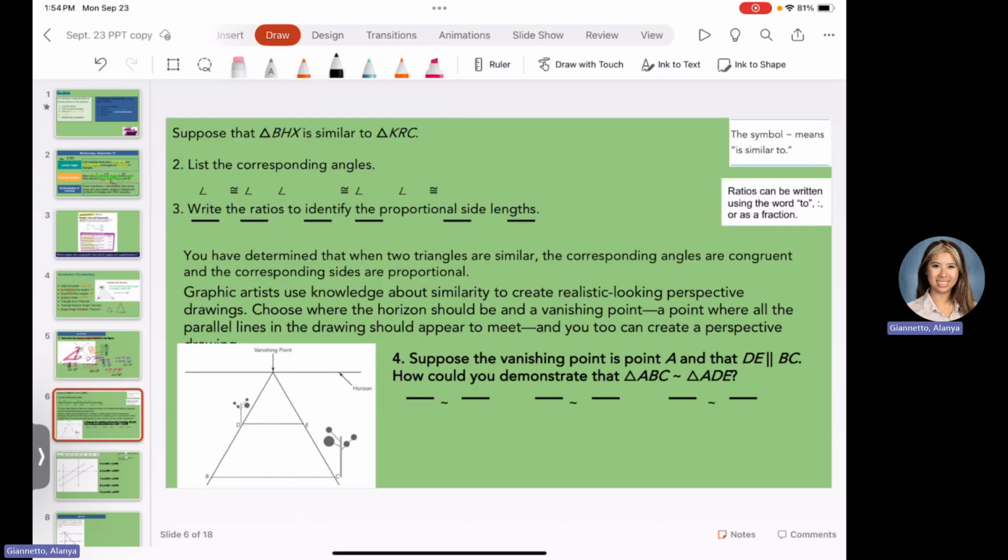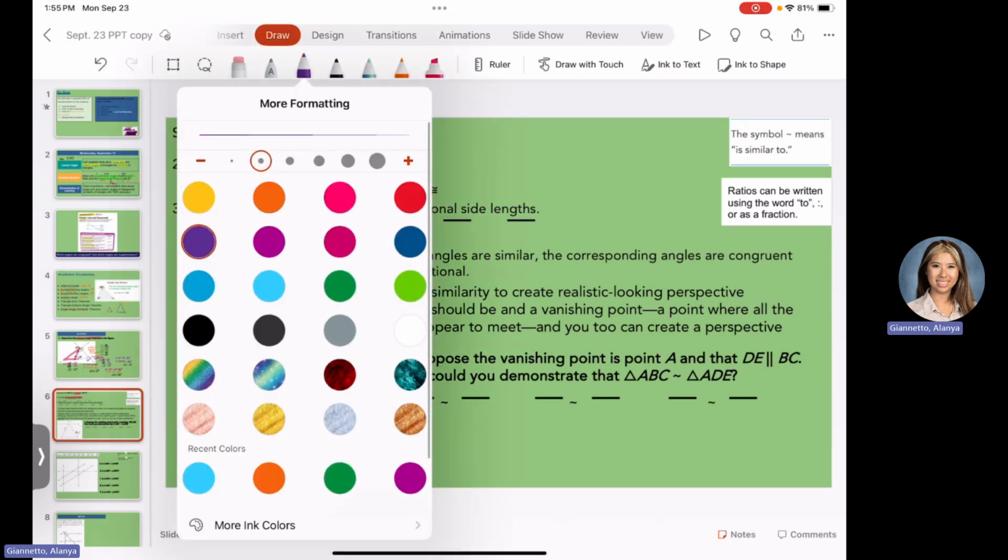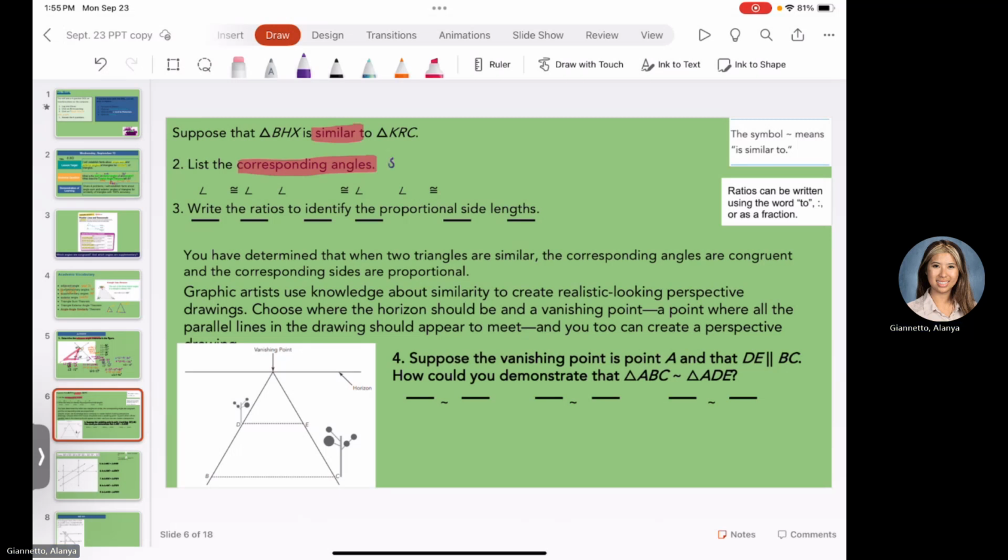Okay, so then the next problem says, suppose that triangle BHX is similar to triangle KRC. So I'm going to highlight the word similar. Then question 2 is saying list the corresponding angles. Remember that corresponding means angles that are in the same position. So I'll go ahead and write that. Same position.